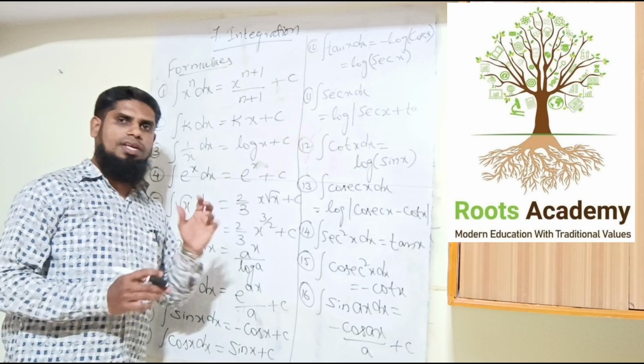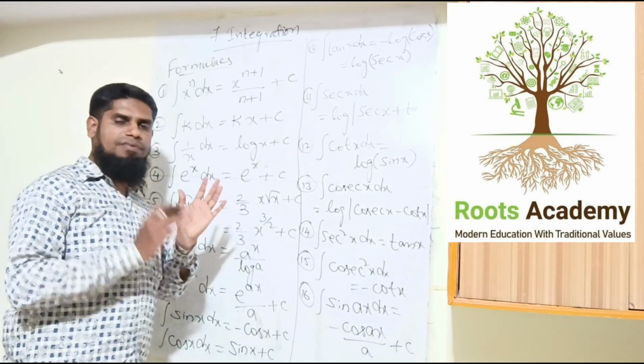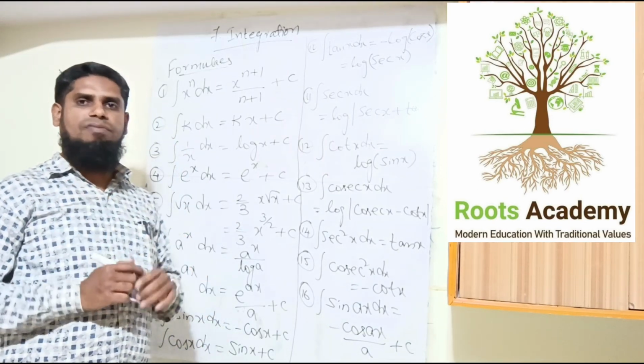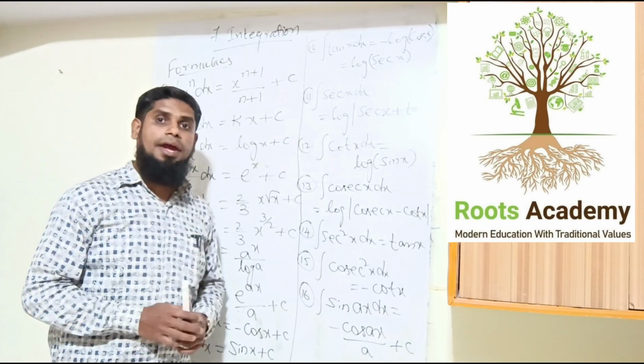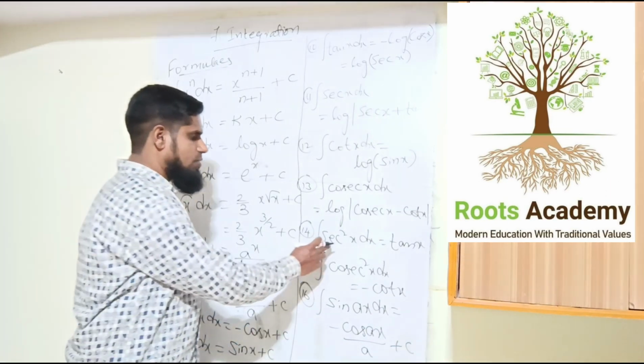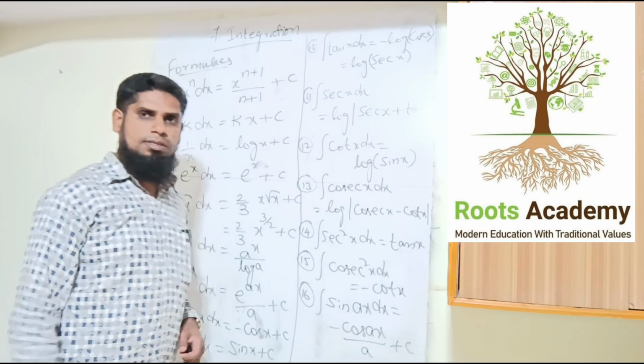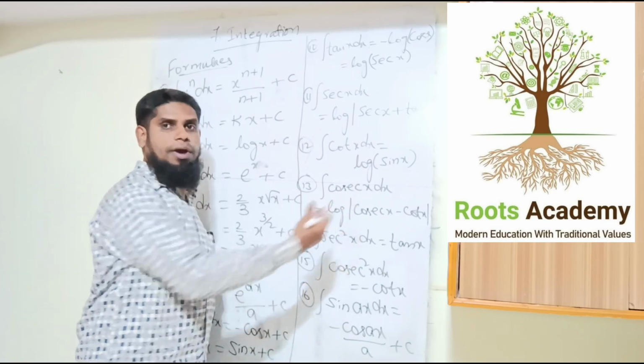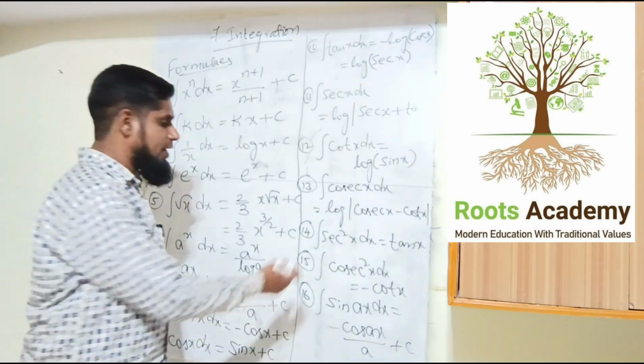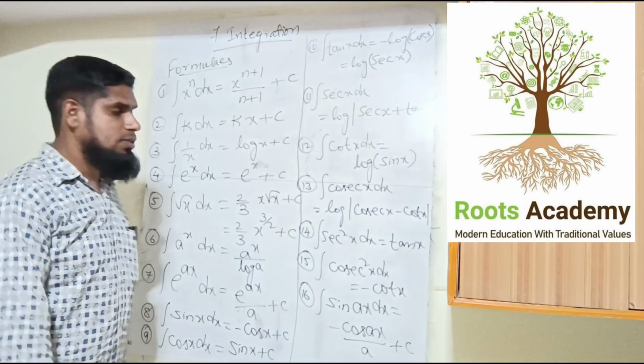And student, wherever there is no integral for any function, if there is no integral for a particular function, that time we must use identities. For example, here I have taken secant square x dx. What if it is tan square x? How should I write the integral of tan square x?